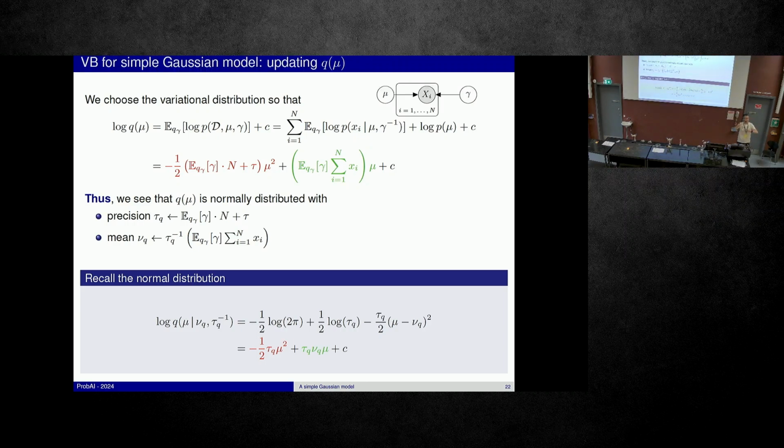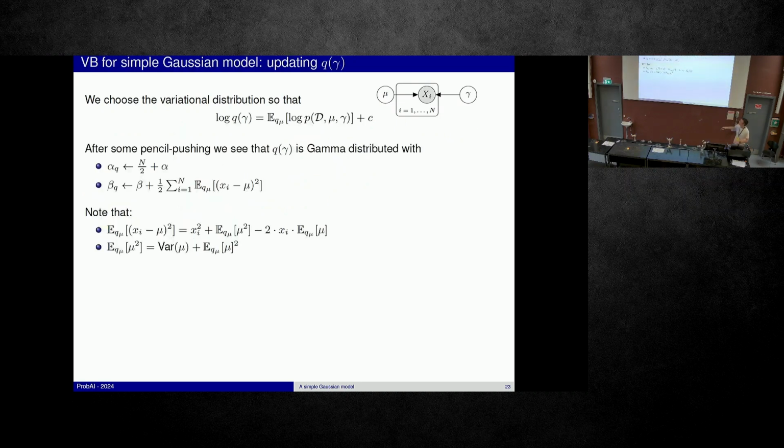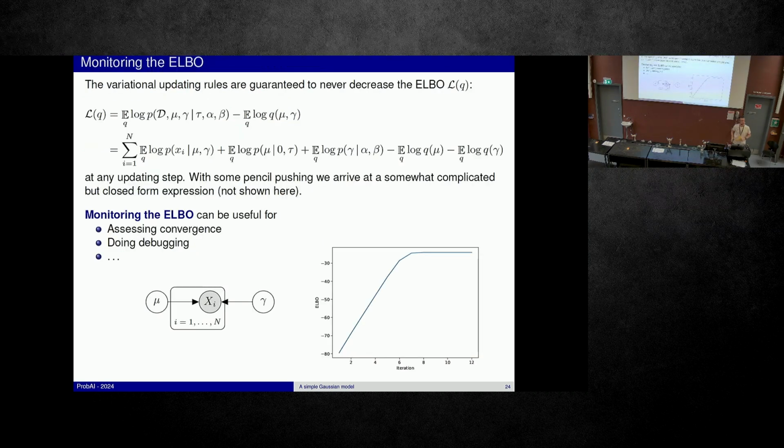And these are done alternately, because we see that the variational distribution over mu depends on the distribution over gamma, and the variational distribution over gamma depends on the variational distribution over mu. So we are optimizing the ELBO in a coordinate ascent fashion, alternating between these two updating steps. And we are guaranteed through this that the ELBO will always increase. So we will never see a decrease in the ELBO. If you do, you have a bug in your code, or you have done something wrong with your derivations.